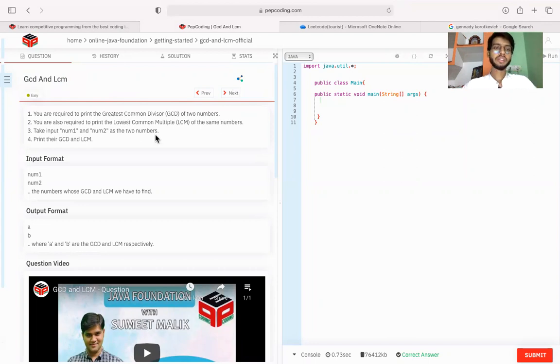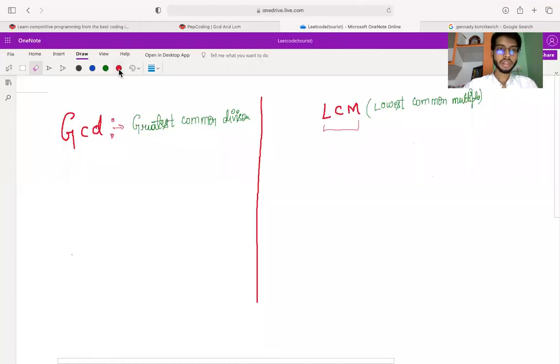Let me first discuss what GCD means and what LCM means. GCD stands for greatest common divisor, and LCM stands for lowest common multiple. So let me first discuss the GCD.